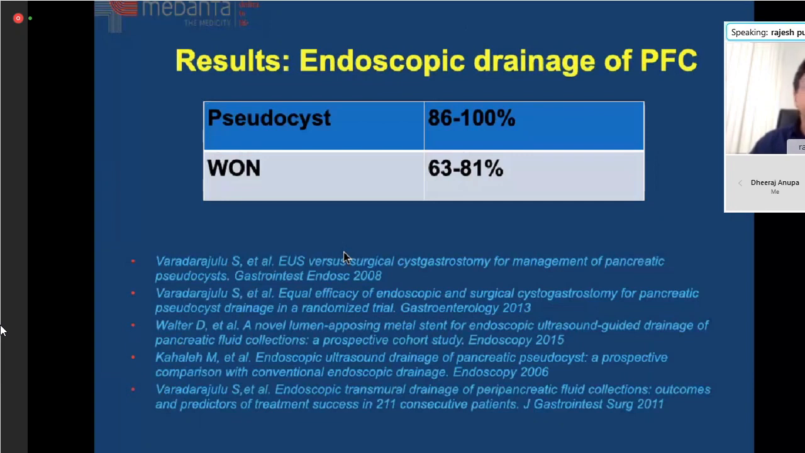Now, why is it important to know whether you are dealing with a pseudocyst or WON? Because the pseudocyst has a high success rate. It can be dealt with a plastic stent, fewer procedures, less costly. While with WON, the success rate is less, the patient may require more procedures, and should be tackled with a metal stent. If you go into the literature, the recent data shows there is no difference between plastic and metal, but there are studies which show the metal stent is better for WON, while for the pseudocyst, a plastic stent is sufficient.